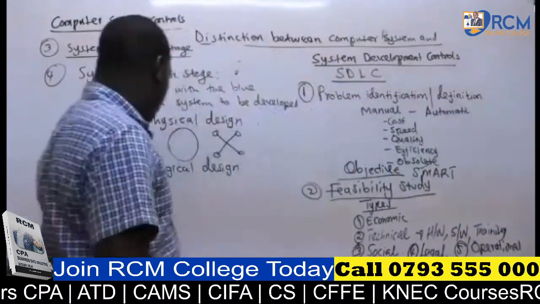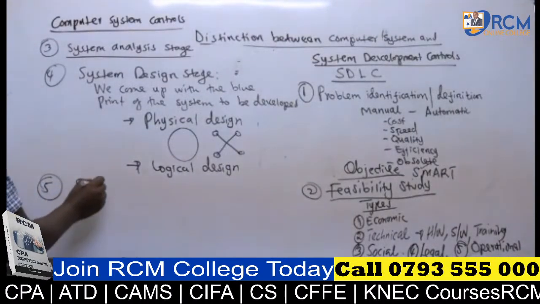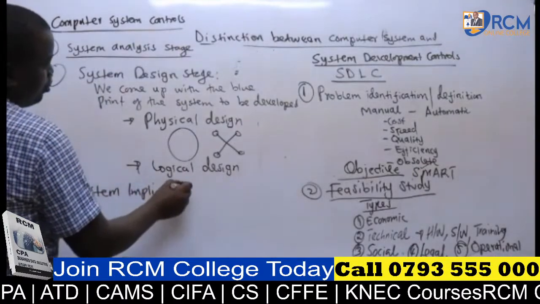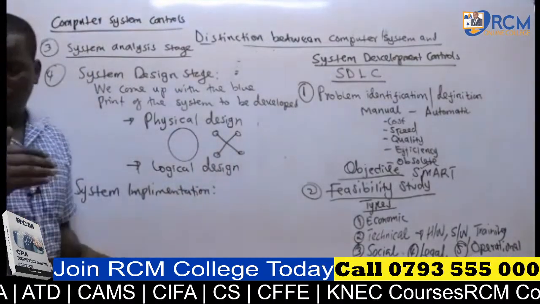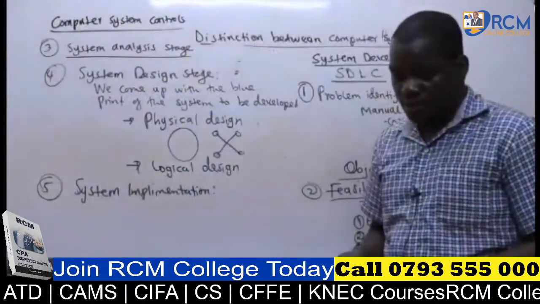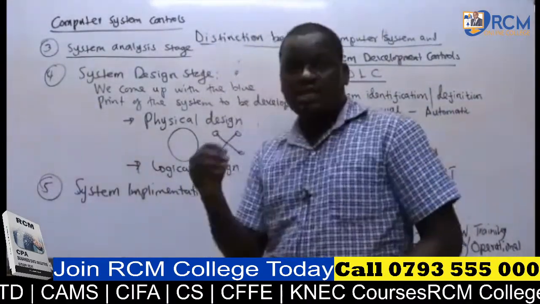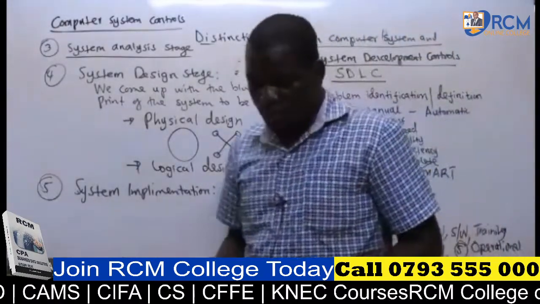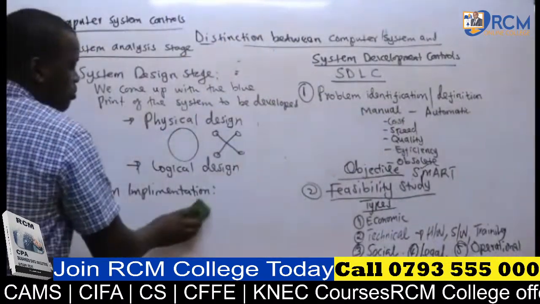Then you go to number five stage, what you call the system implementation. System implementation. So this is now where we actualize the system, where you now put the system into operation. And class, as we put the system into operation, there are a number of activities which are normally considered at this particular stage of the system implementation.